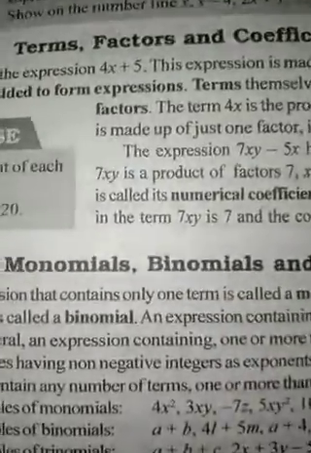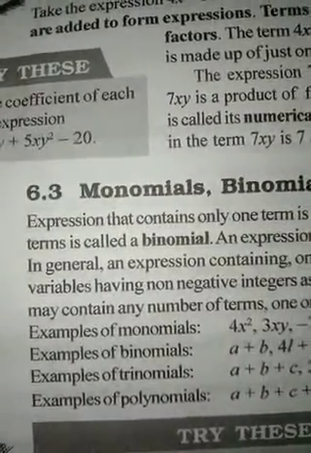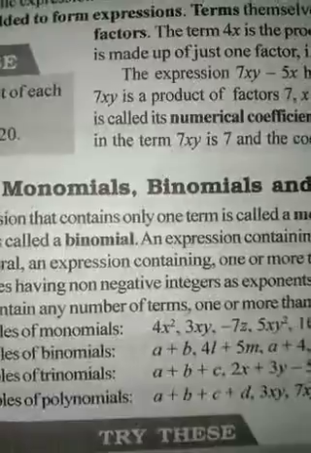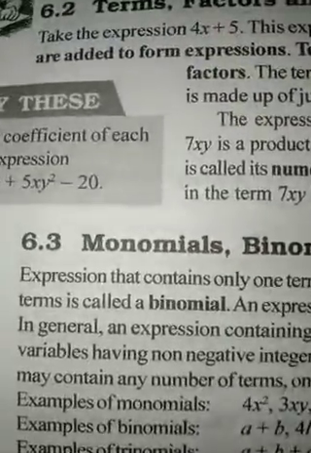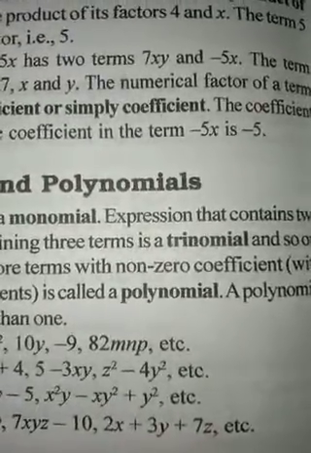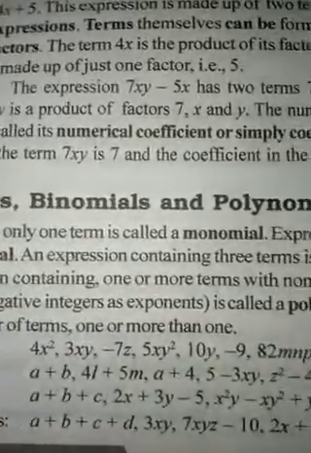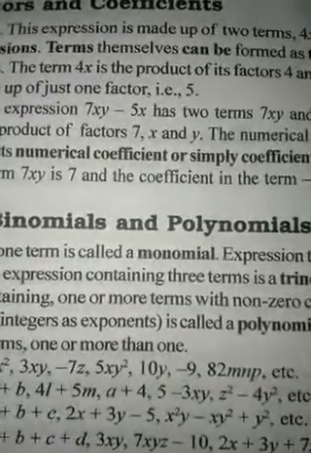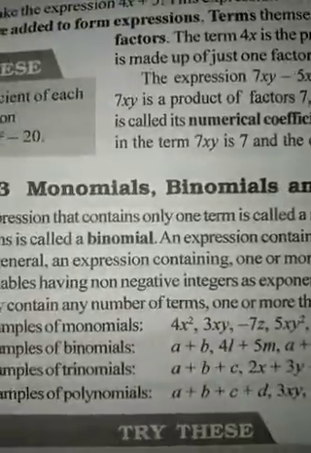Next I will explain monomials, binomials and polynomials. What do you mean by monomials? An expression that contains only one term is called a monomial. An expression that contains two terms is called a binomial. An expression containing three terms is a trinomial, and so on. An expression containing one or more terms with non-zero coefficients is called a polynomial. I will show you the examples.